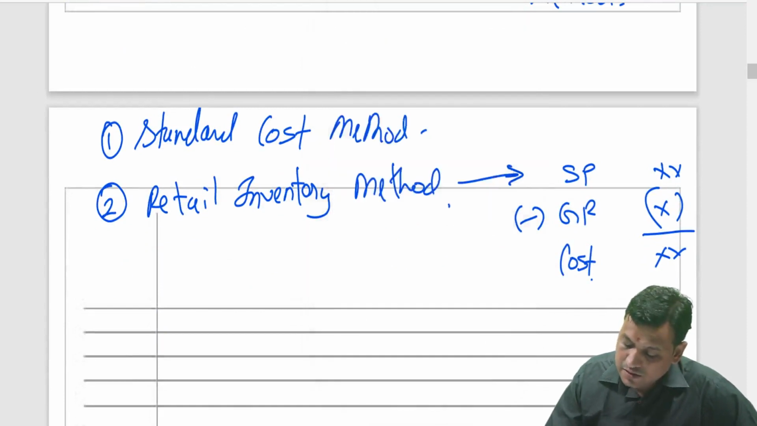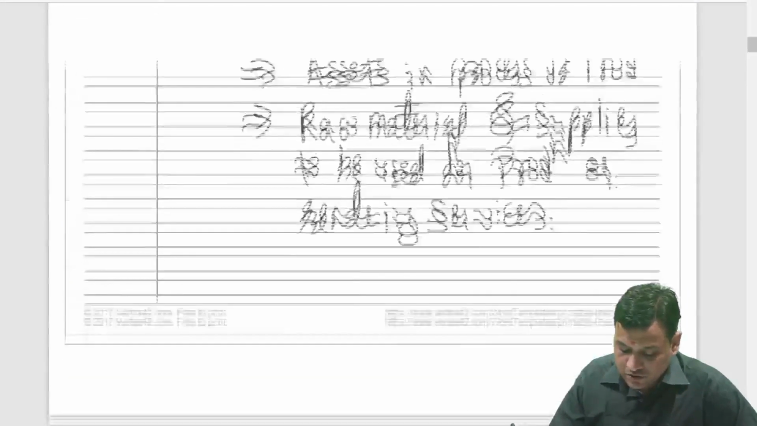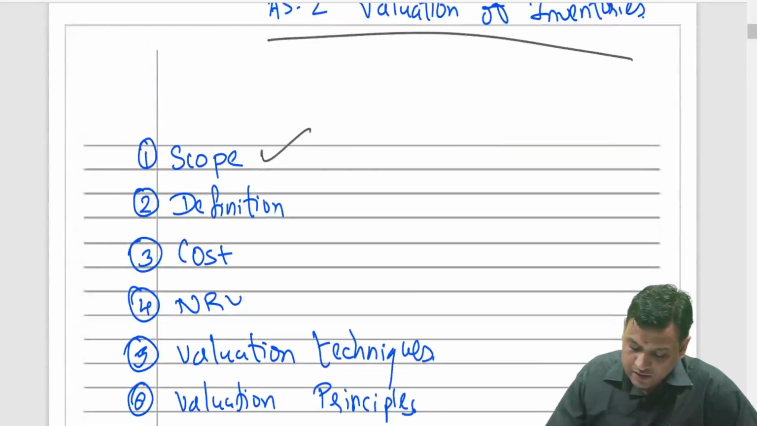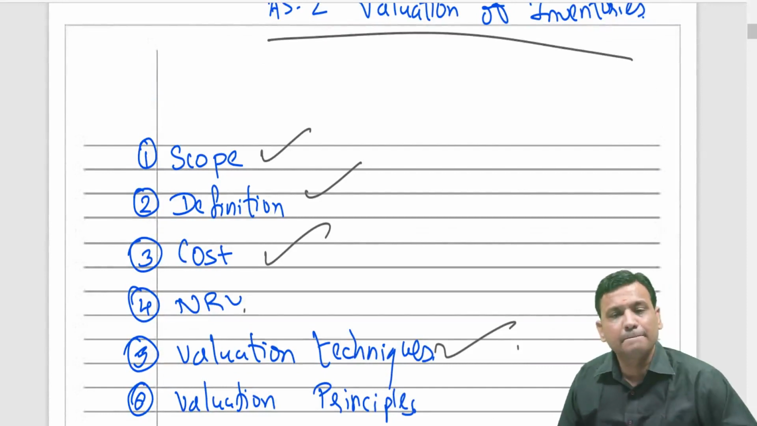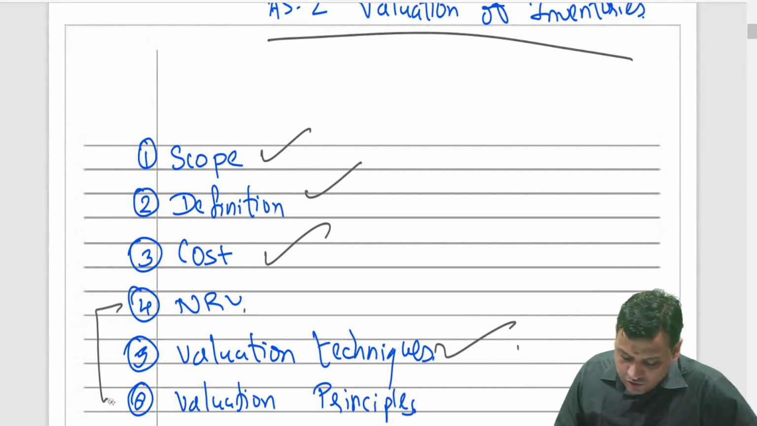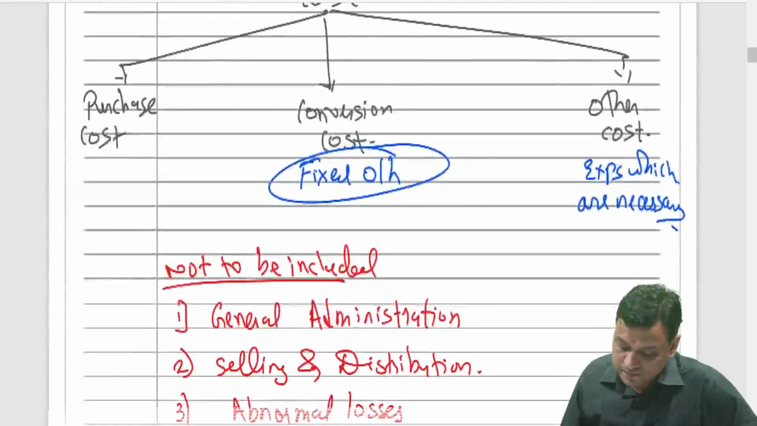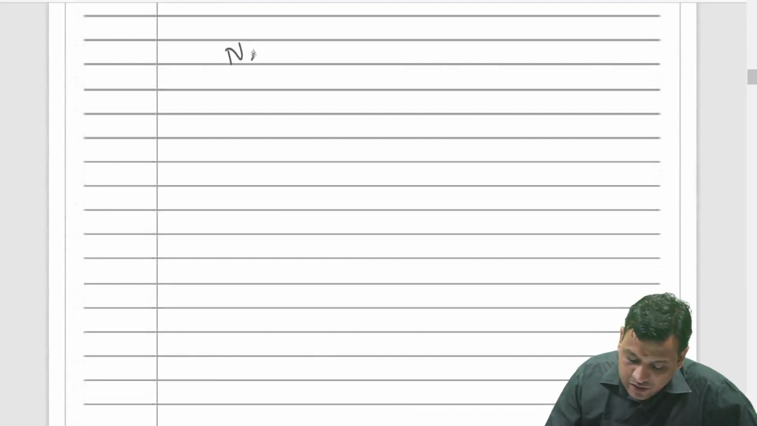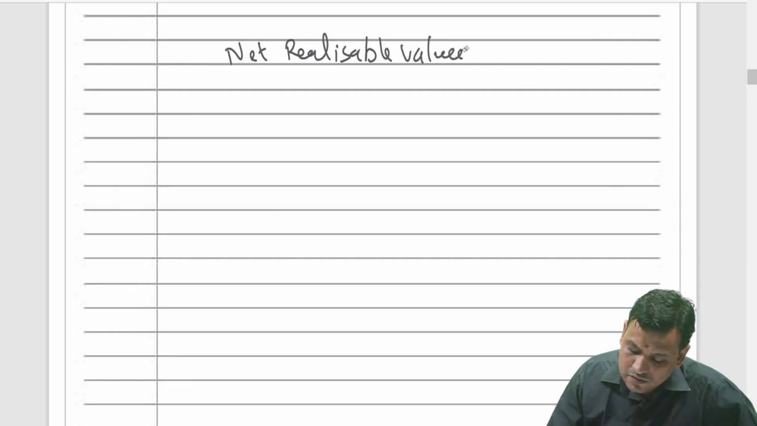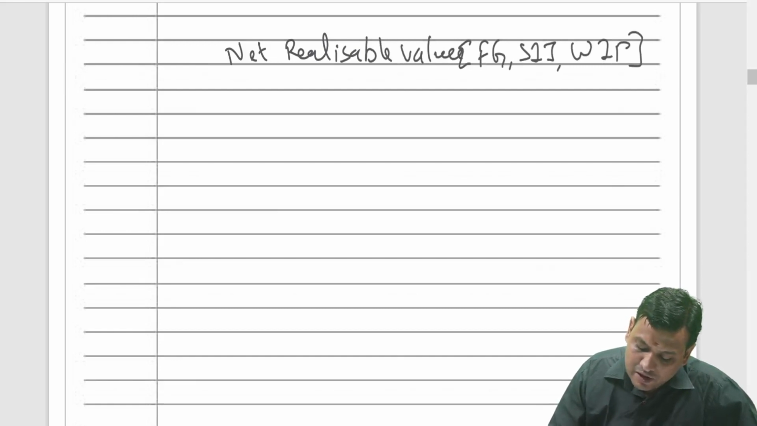Now, my dear students, this is the most important area, because I have covered cost, valuation techniques, and NRV. I wanted to go with valuation principles now. We say that inventory should be valued at cost or NRV. Cost we found out. NRV, net realizable value, applies to finished goods, stock in trade and work in progress. This is how I will compute NRV.